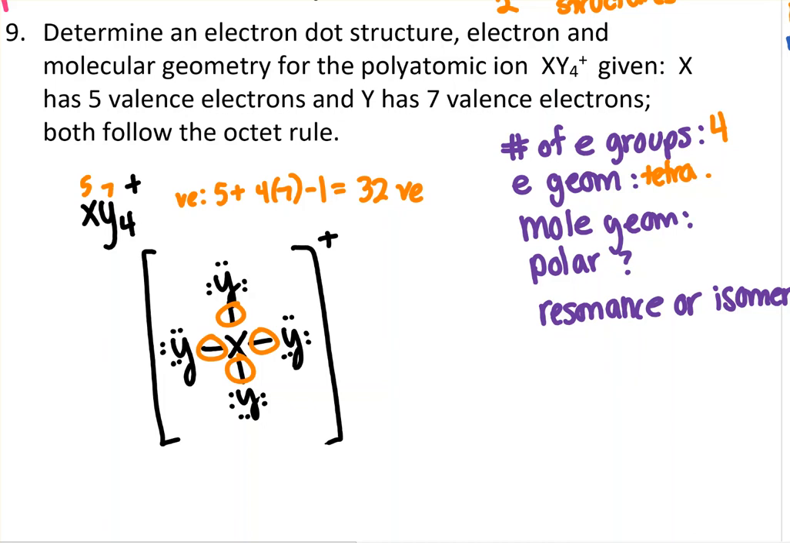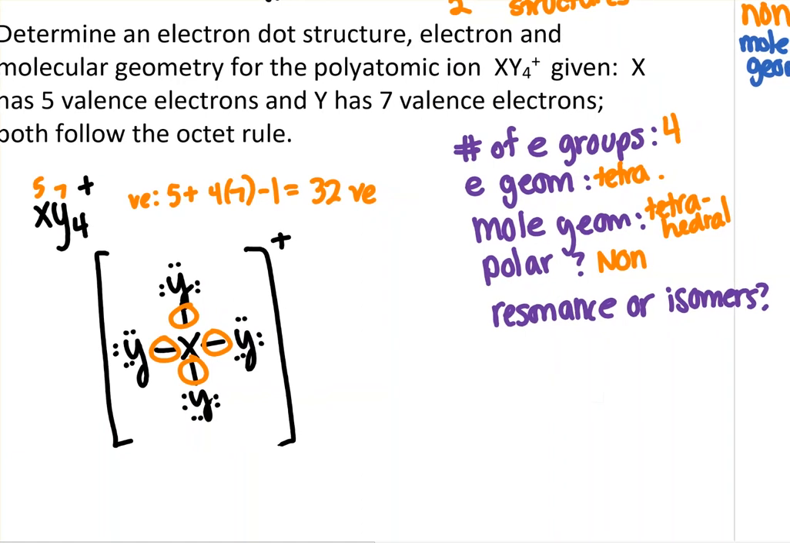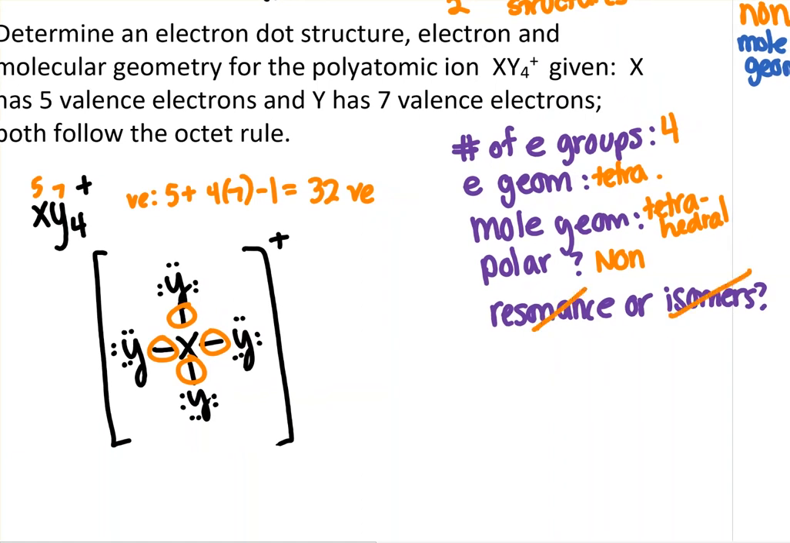And that makes the molecular geometry tetrahedral. Is it polar? No, it's non-polar. Does it have resonance or isomers? It has neither. Okay, and just to show you this structure, it's our little pyramid. And all of the surrounding atoms are the same type. So it is non-polar.